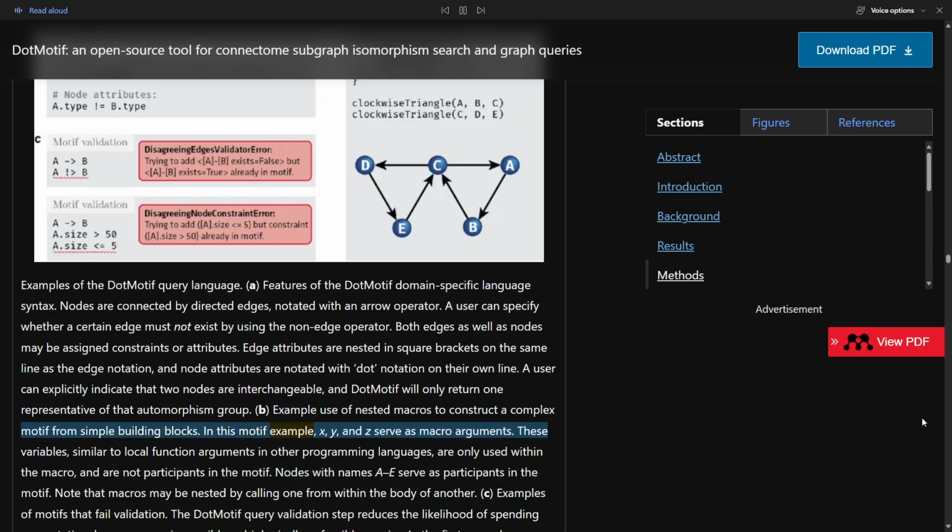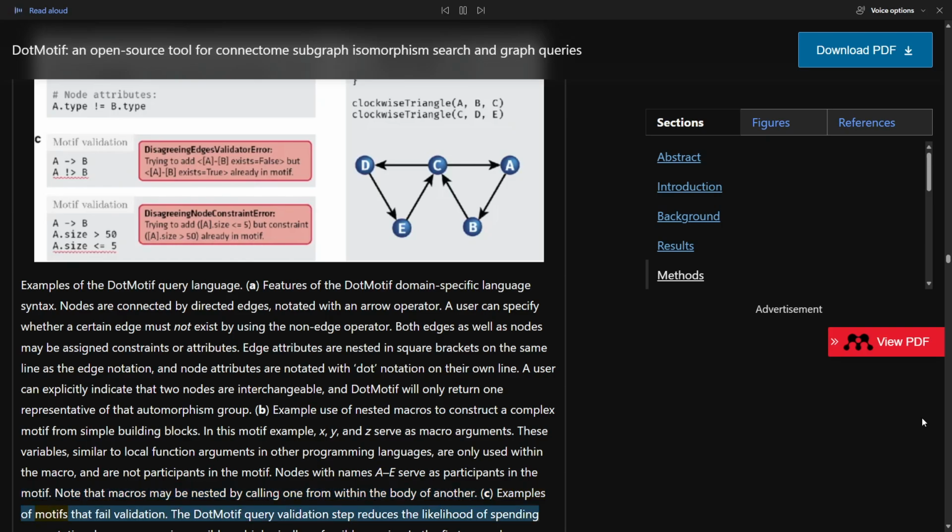In this motif example, x, y, and z serve as macro arguments. These variables, similar to local function arguments in other programming languages, are only used within the macro and are not participants in the motif. Nodes with names A through E serve as participants in the motif. Note that macros may be nested by calling one from within the body of another.